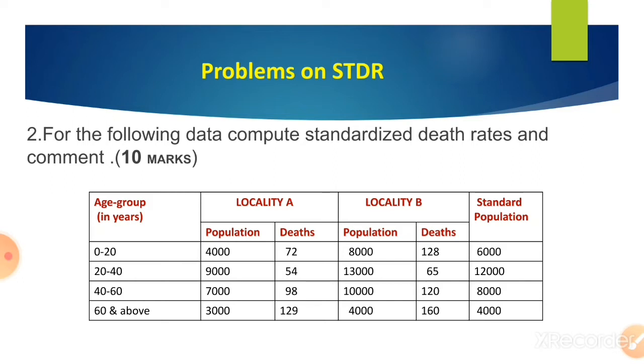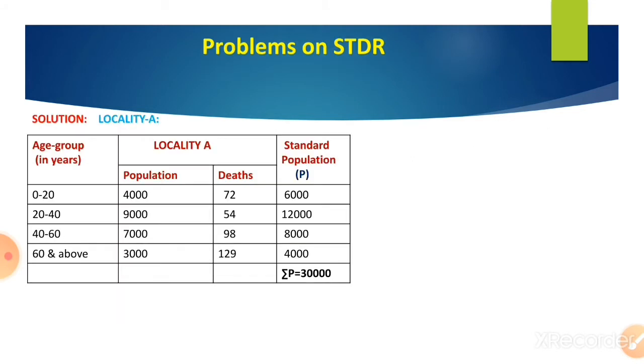Before solving the question, you have to analyze the question: what is given and what you have to find out. Here we have to find STDR of locality A and STDR of locality B separately. After finding them, we have to give the comment. Comment means which locality has the healthier population, and that you have to tell in the conclusion. Okay. Solution. First we have to solve locality A.